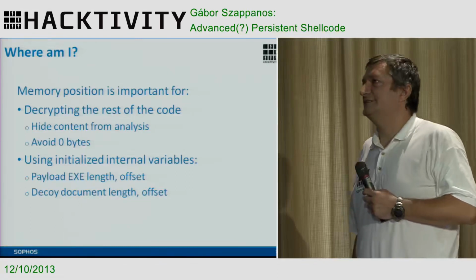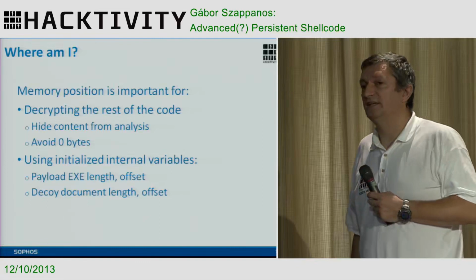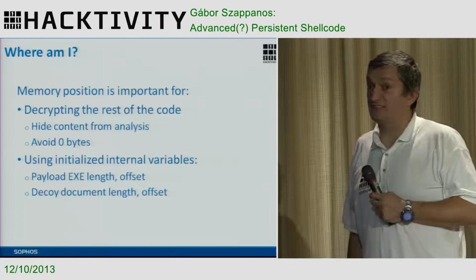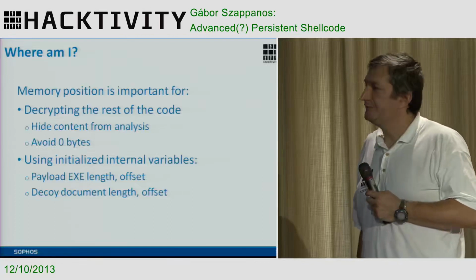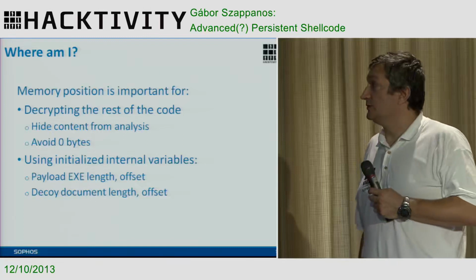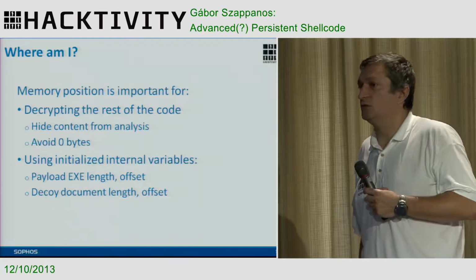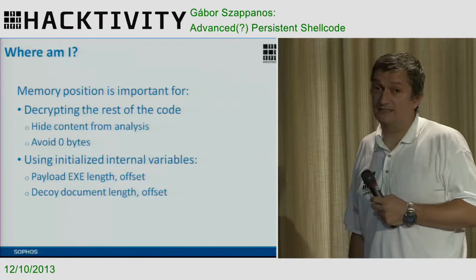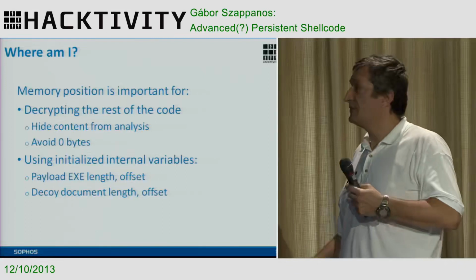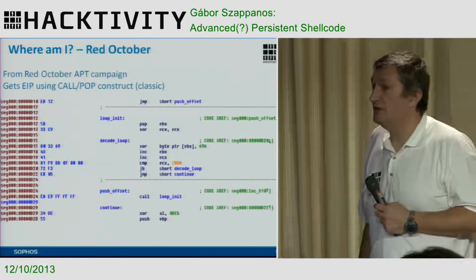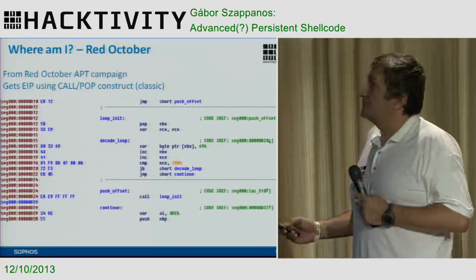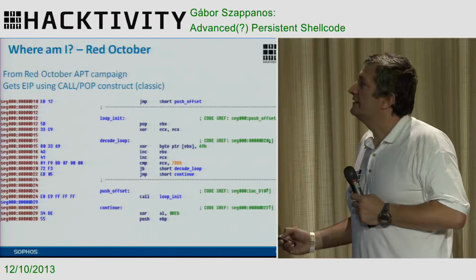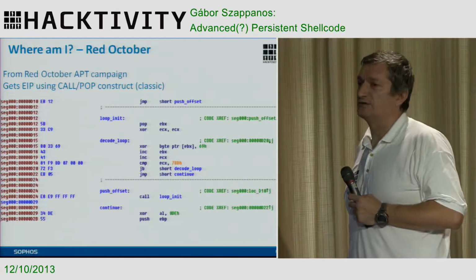And in some cases, a shellcode has to use some initialized internal variables, internal memory variables, which are stored along with the code, like the embedded executable length and offset, or the decoy document length or offset. It has to access these variables. In order to access them, it has to know the memory location of them. So how does it find the memory location? One of the methods, actually used in the Red October campaign samples, is a classic call pop construct.